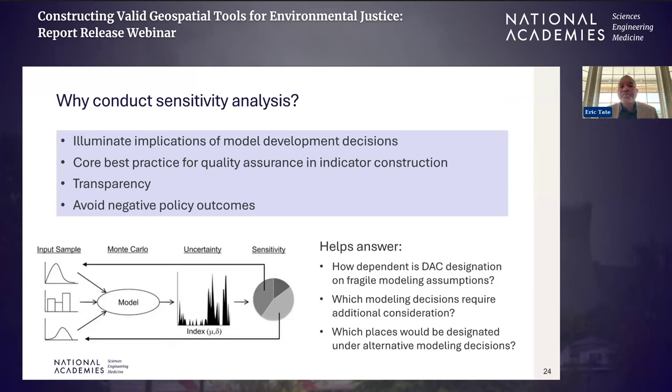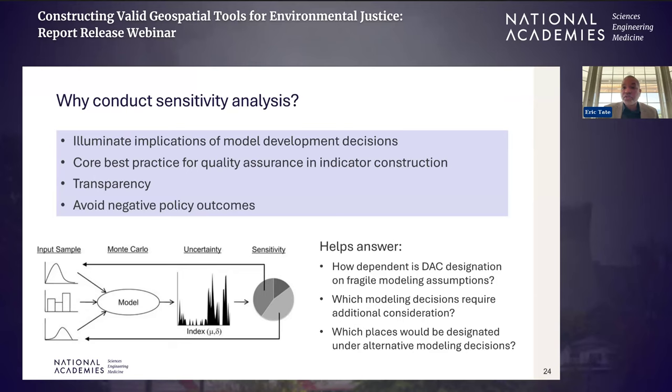And so we can answer questions, for example, how dependent is the designation on potentially fragile modeling assumptions, where maybe you do one normalization approach versus another one, and it really changes which places are designated. The ones that are really fragile, you might now have a focus on which decisions to pay more attention to and greater methodological or data development.